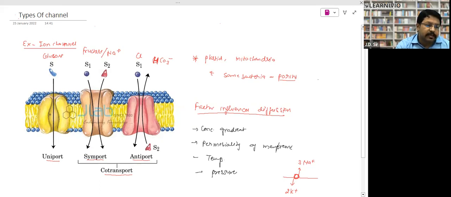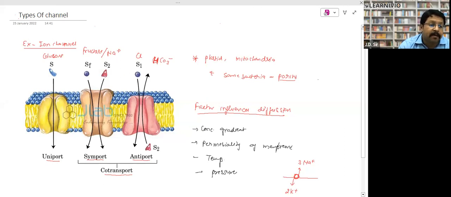Suppose that this is the uniport; there are uniports in the membrane which diffuse the glucose from higher concentration to lower concentration, right? But in co-transport, both substances can be transported in the same direction and sometimes in the opposite direction.